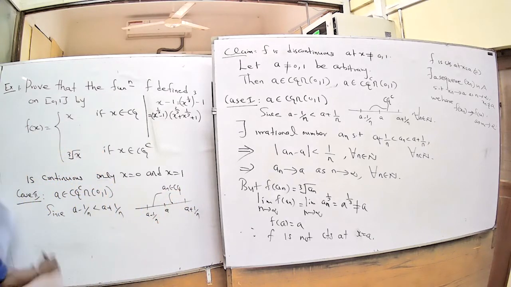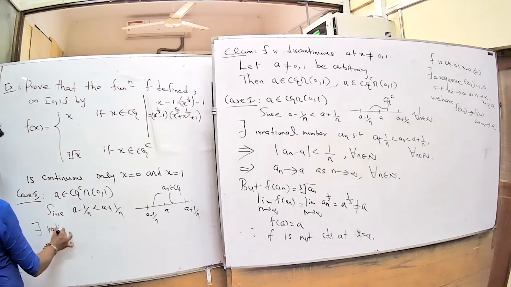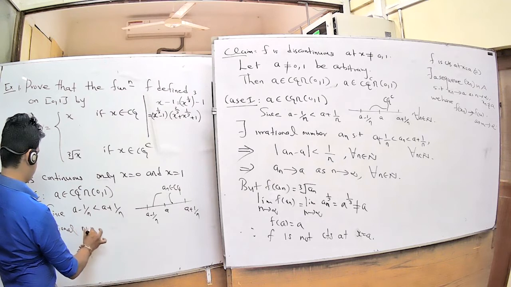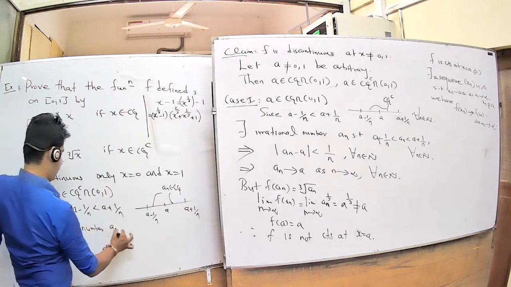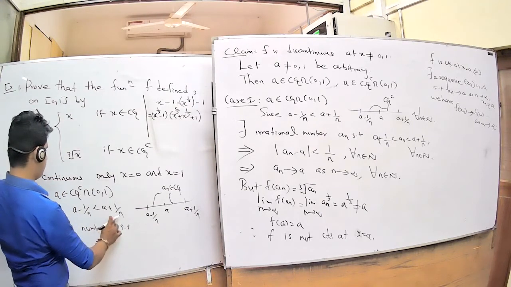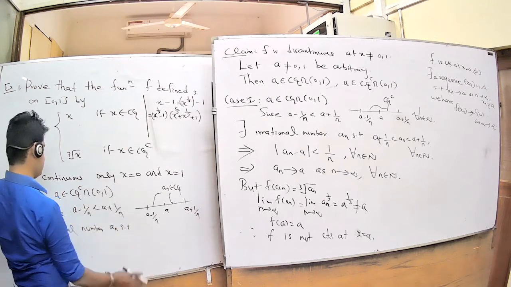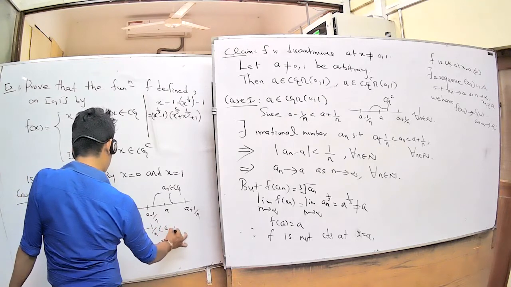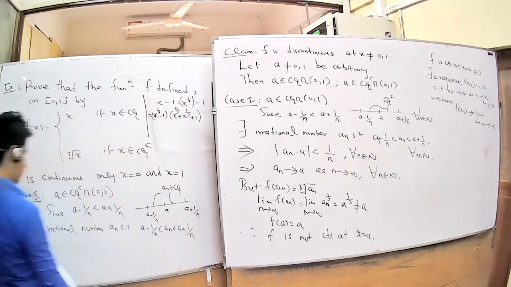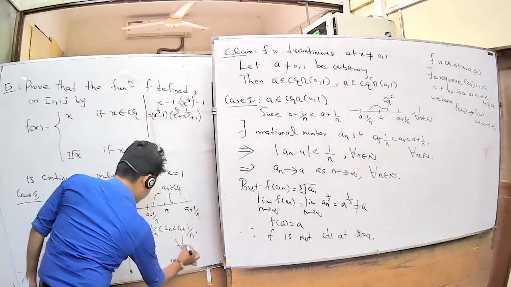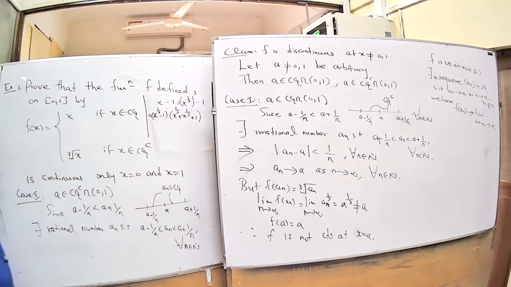In the first case you found irrational numbers; now in this case rational numbers. Here a_n is a sequence of rational numbers such that a minus 1 over n is less than a_n, which is less than a plus 1 over n, for all n belonging to the natural numbers.